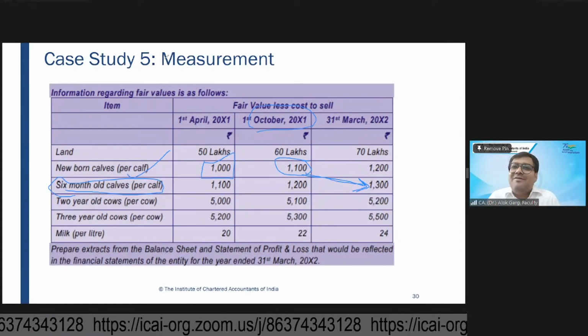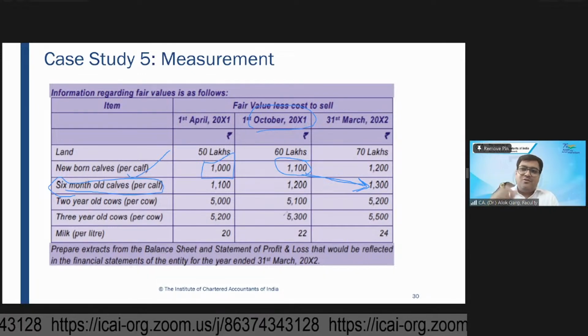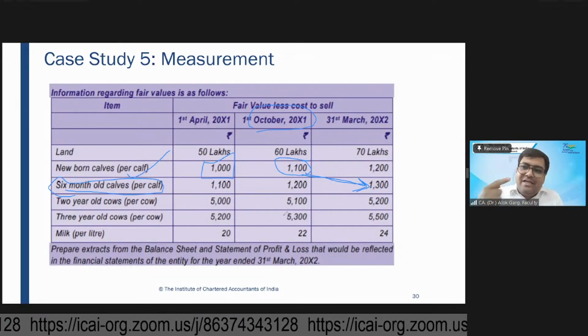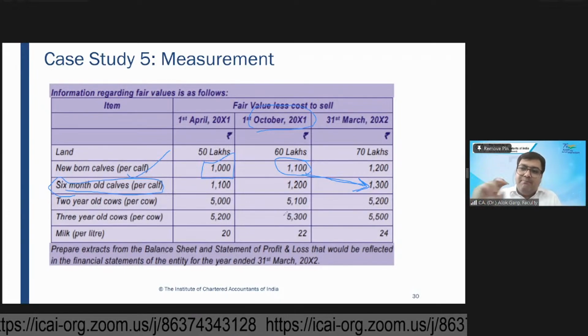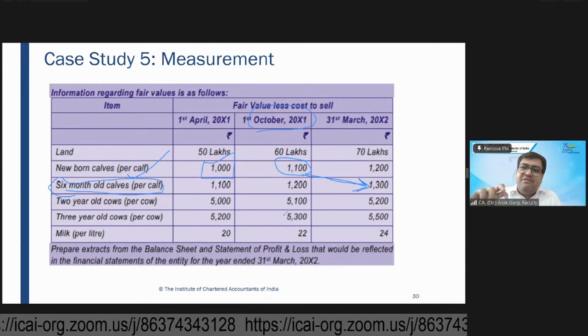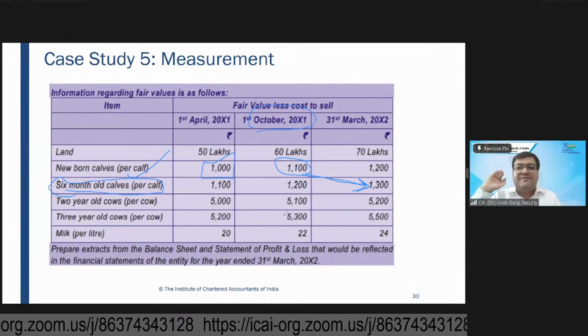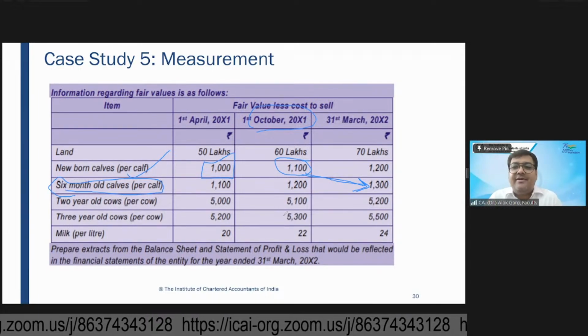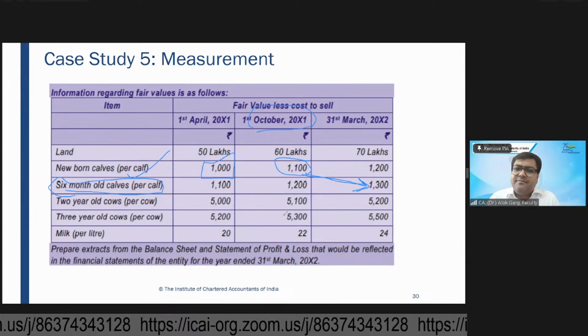So what to do now? The price has been increased by 200. So again, biological asset calf account debit to other income, being the changes in fair valuation recognized for the biological asset calves. 200 multiplied by 100. What is the amount? 20,000. Is that accounting entry clear or not clear?